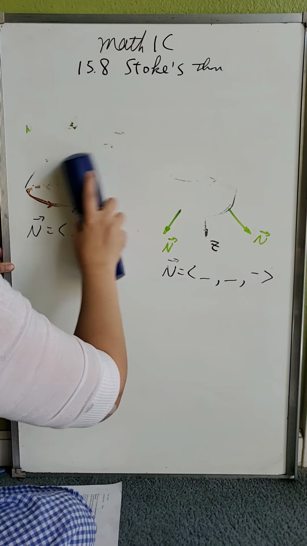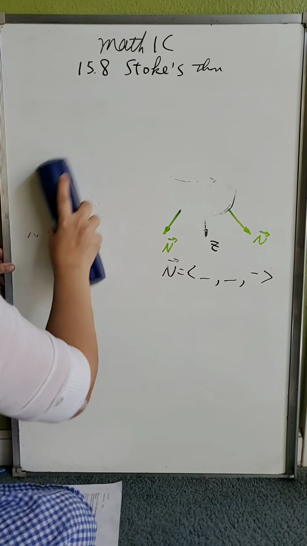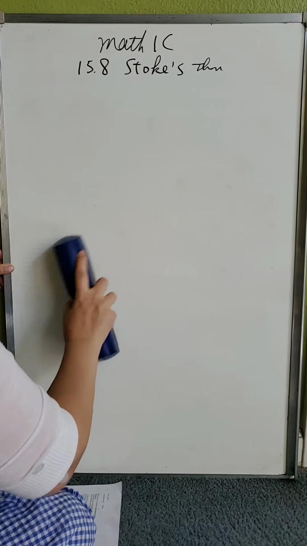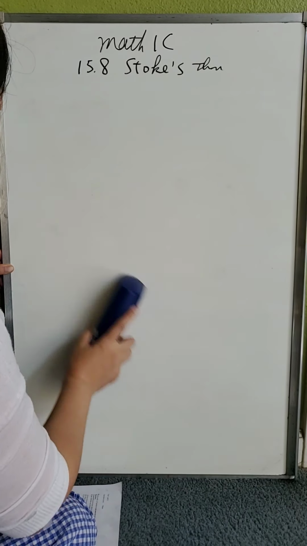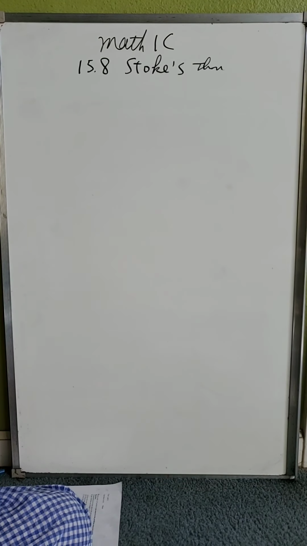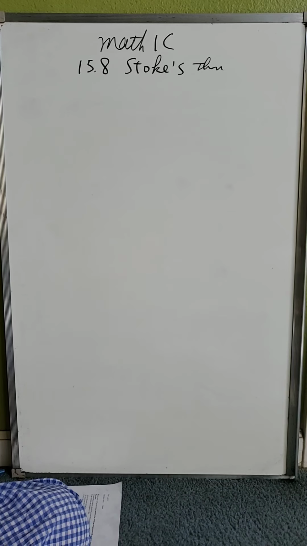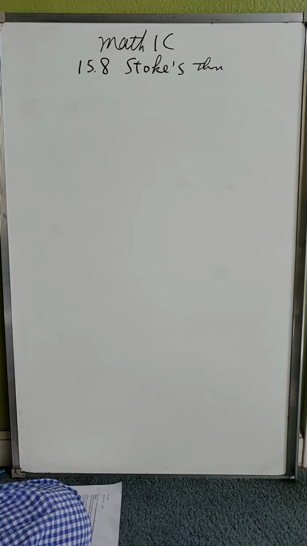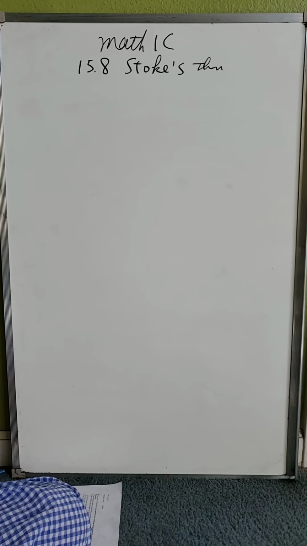Now the next thing we're going to do is a couple of examples. The first thing we should do, of course, is to verify. Okay, we have to verify first. Because Green claimed that, but let's see if it's true or not. Okay, so we're going to verify Stokes' theorem.